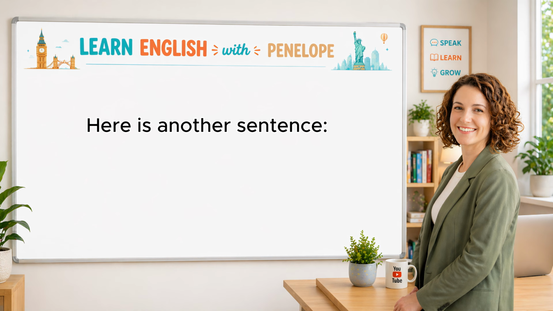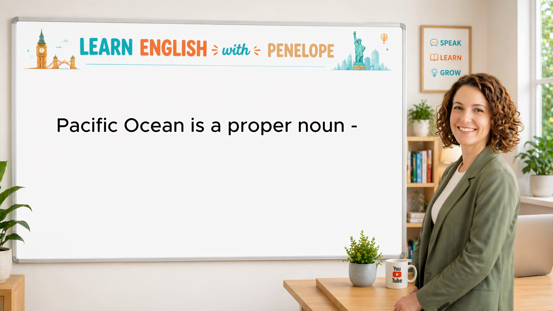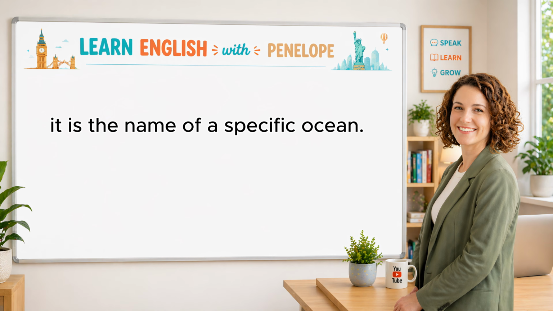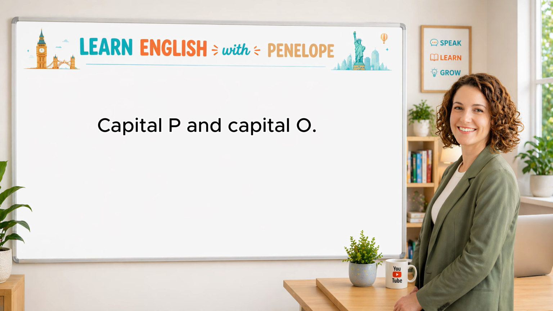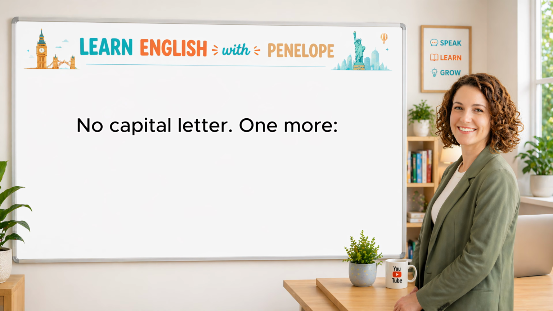Here is another sentence. We visited the Pacific Ocean last summer. Pacific Ocean is a proper noun. It is the name of a specific ocean, capital P and capital O. But ocean on its own, as a general word, no capital letter.